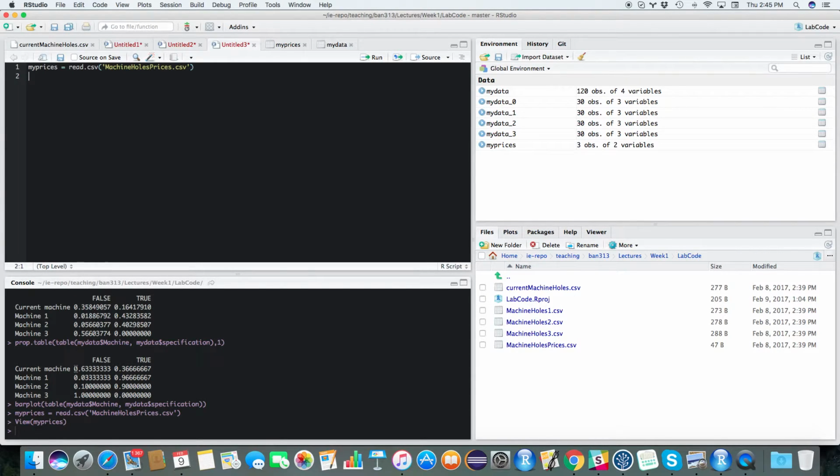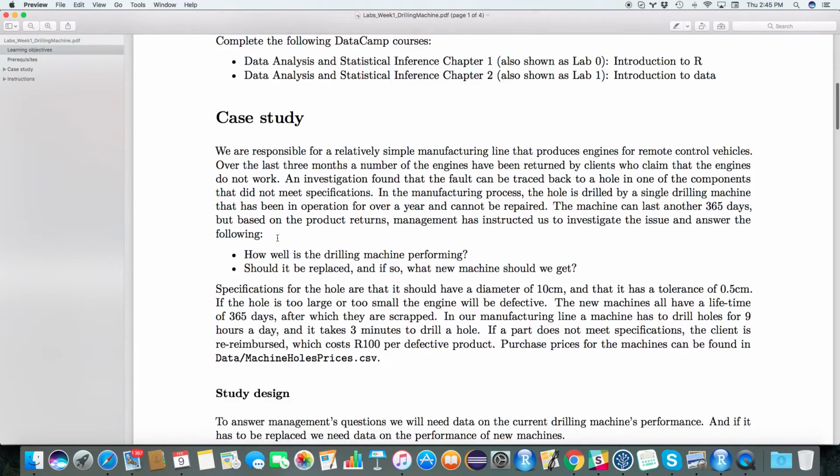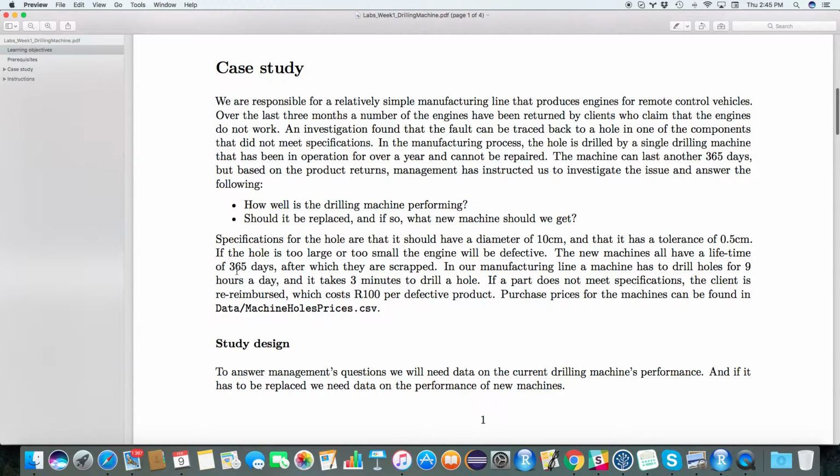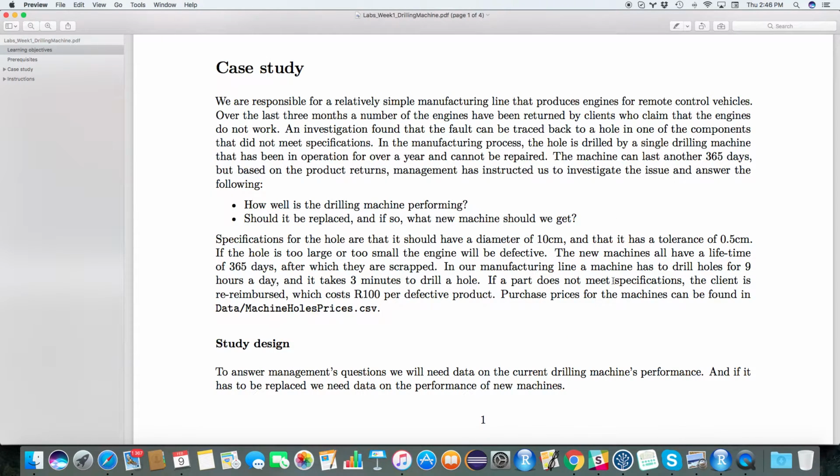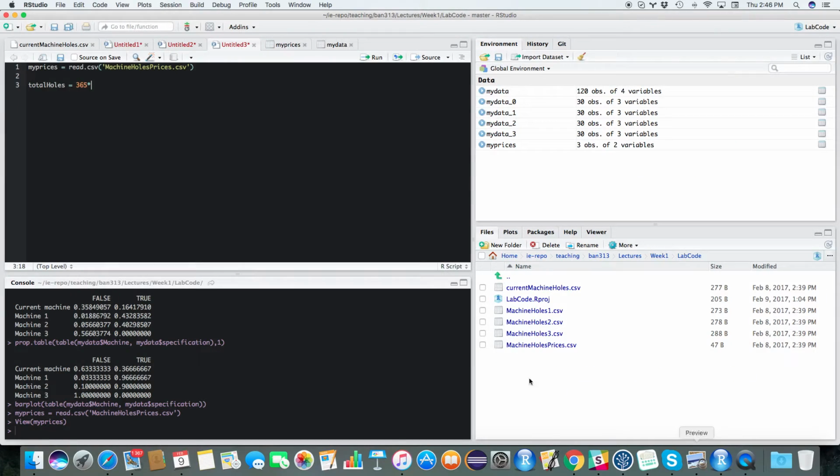Okay, so I'm going to help you out here. We want the total number of parts that we need to actually manufacture. That's the total number of holes, so total holes, and that is all given in the data sheet. We said this machine has to work for 365 days a year. I'm going to start with that. So it's 365 days per year times 9 hours times 60 minutes.